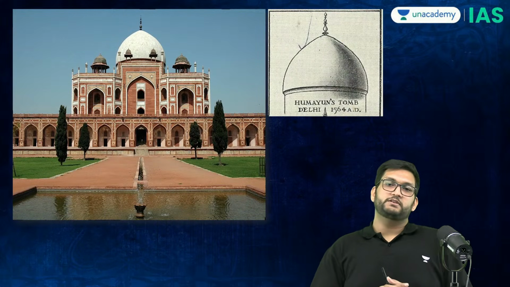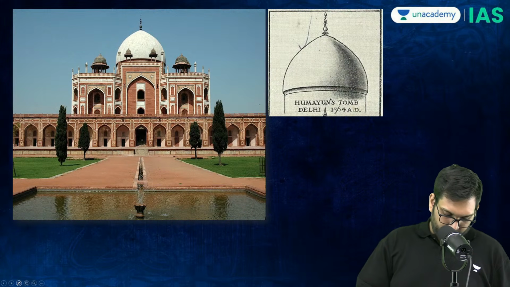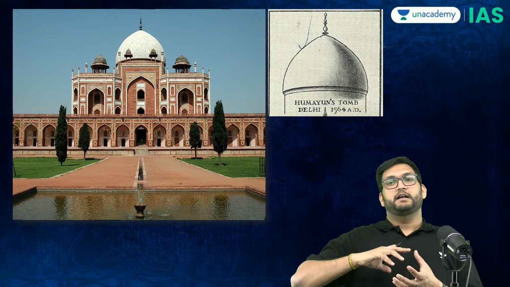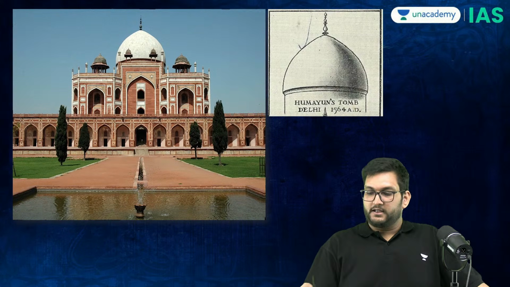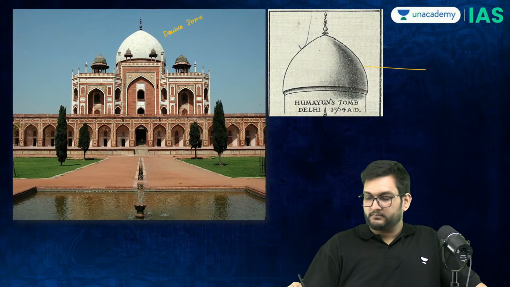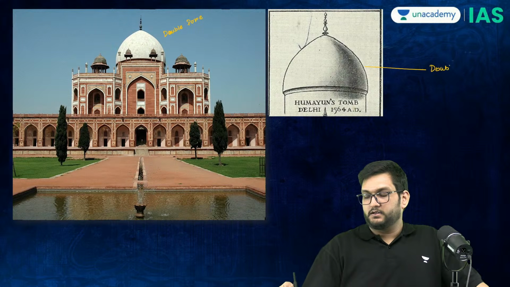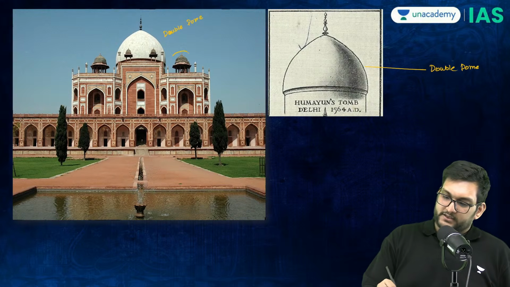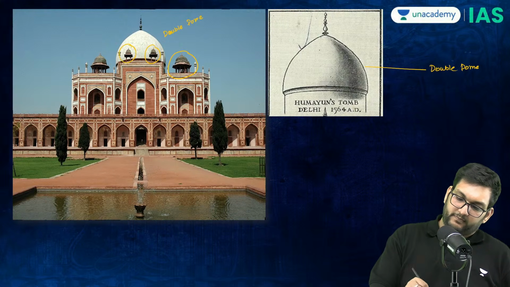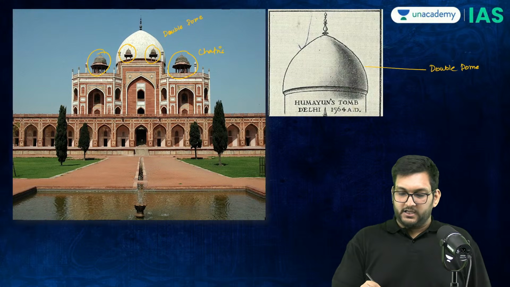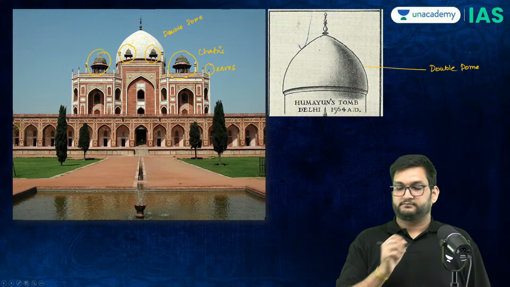Now, in Humayun's tomb, you will see multiple things which were previously not known, or it's a refinement on that understanding. First is this dome. This is a double dome, the double dome of Humayun's tomb. Second, you can see the Chhatri elements. Then you see the eaves also.